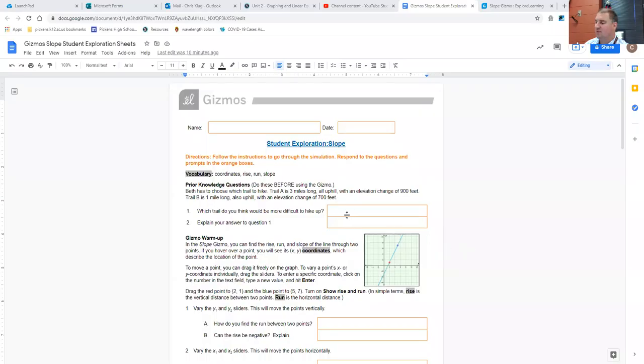Hey, physical science students. So I said I would show you guys answers for the warm-up stuff. And so let's take a look at those slope warm-ups.